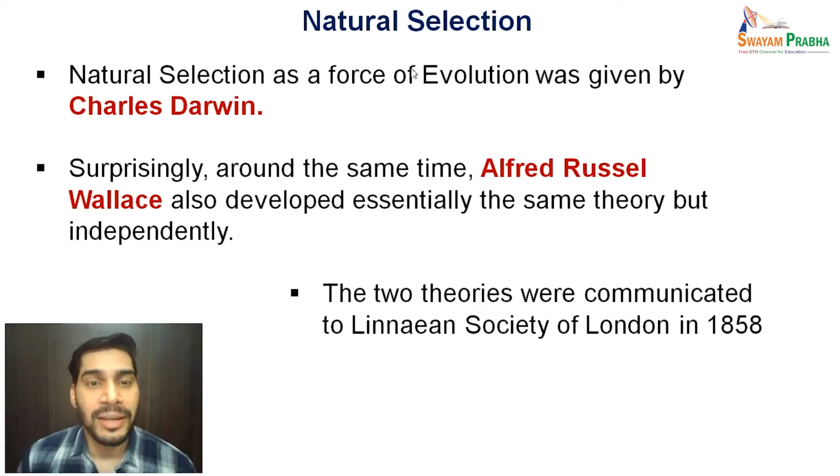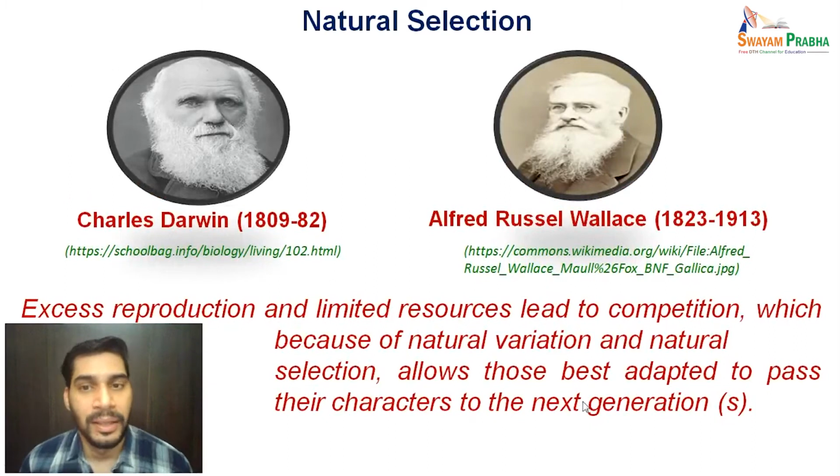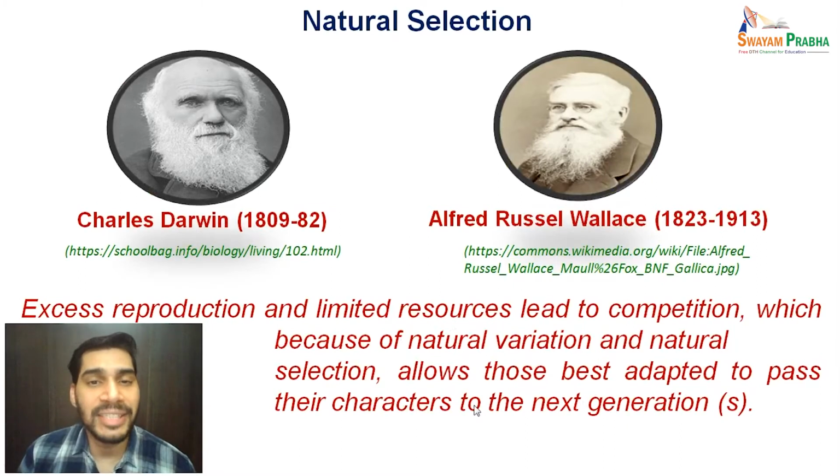Natural selection as a force of evolution was given by Charles Darwin. You are all aware now of the theory of origin of species by natural selection as given by Charles Darwin. Surprisingly, around the same time, Alfred Russel Wallace also developed essentially the same theory but independently. The two theories, as given by Darwin and Wallace, were communicated to the Linnean Society of London in 1858.